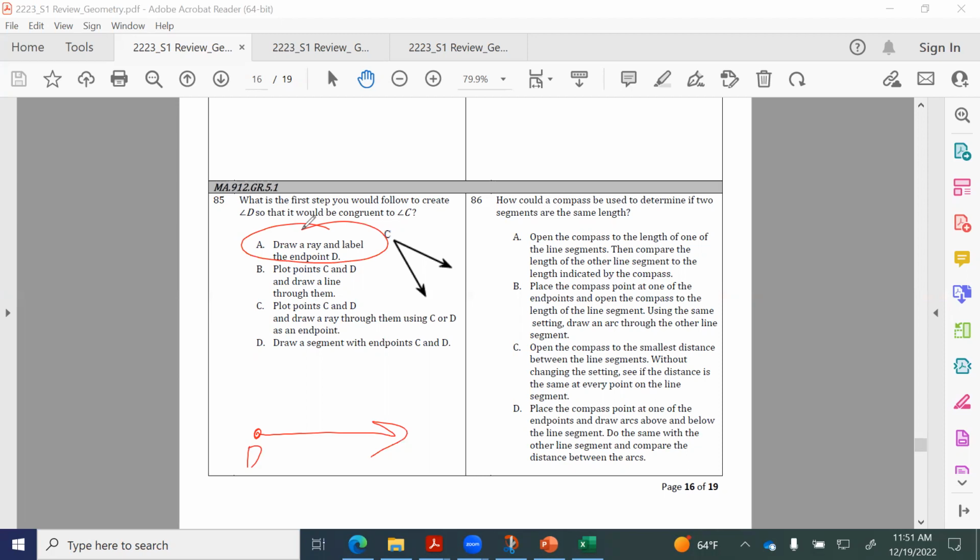All right. 86. How could a compass be used to determine if two segments are the same length? So on this one, using a compass, in order to make sure that this is the same length, you just have to open your compass to the length of one and then compare it to the length of the other to see if they're the same. So open the compass to the length of one line segment, then compare the length of the other line segment to the length indicated by the compass. That's it. That's A again.